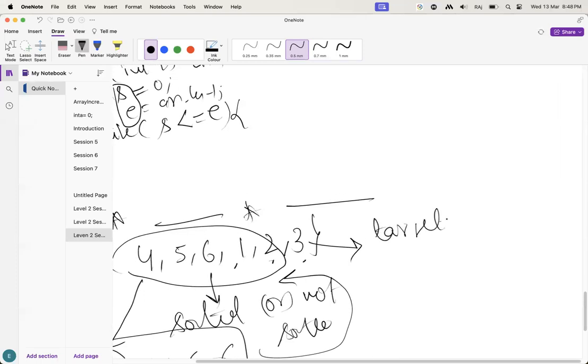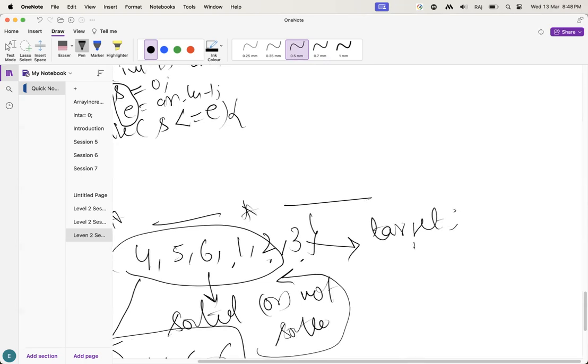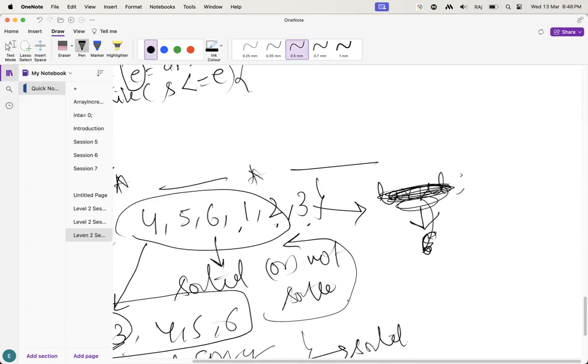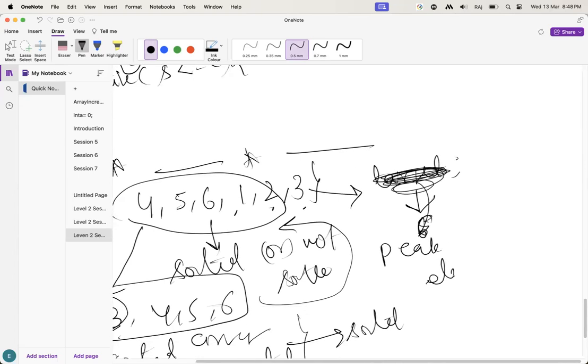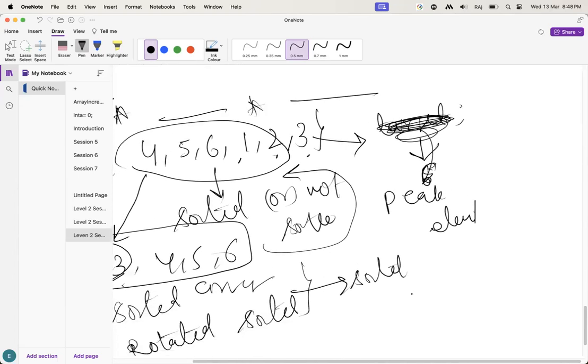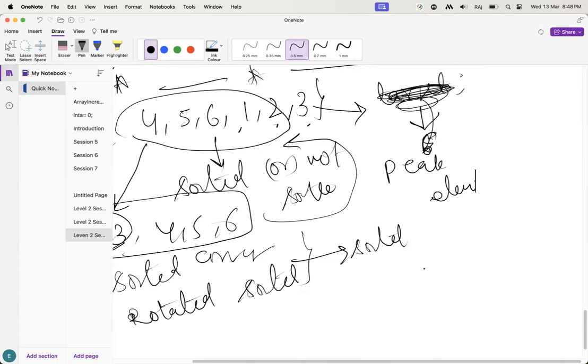Let's suppose they have given target value 6. Oh, let's wait a second, not this one. They have asked you to find the peak element. What is meant by a peak element? Peak element means the element before it is supposed to be small, and the element after it is also supposed to be small.